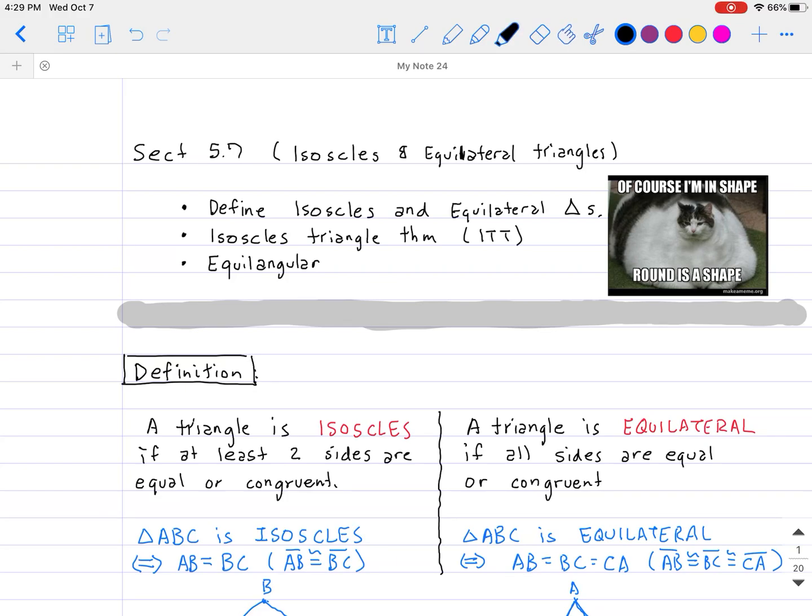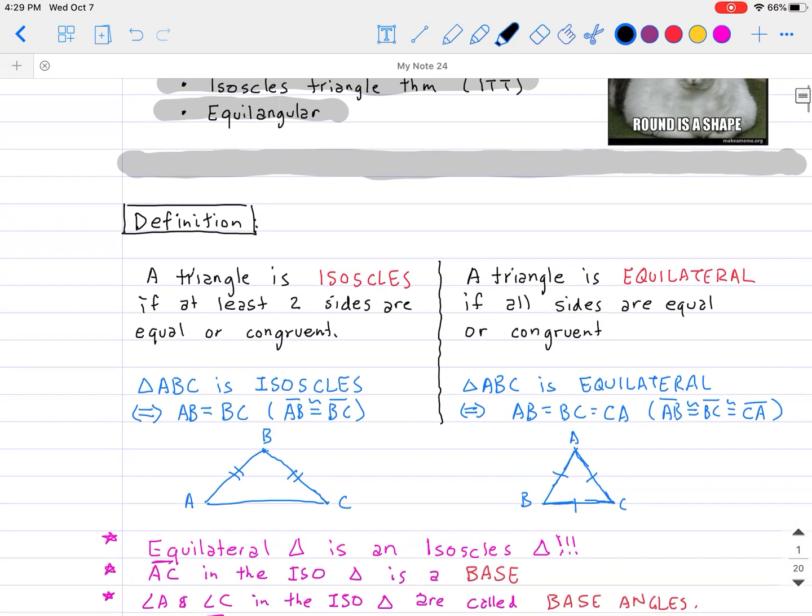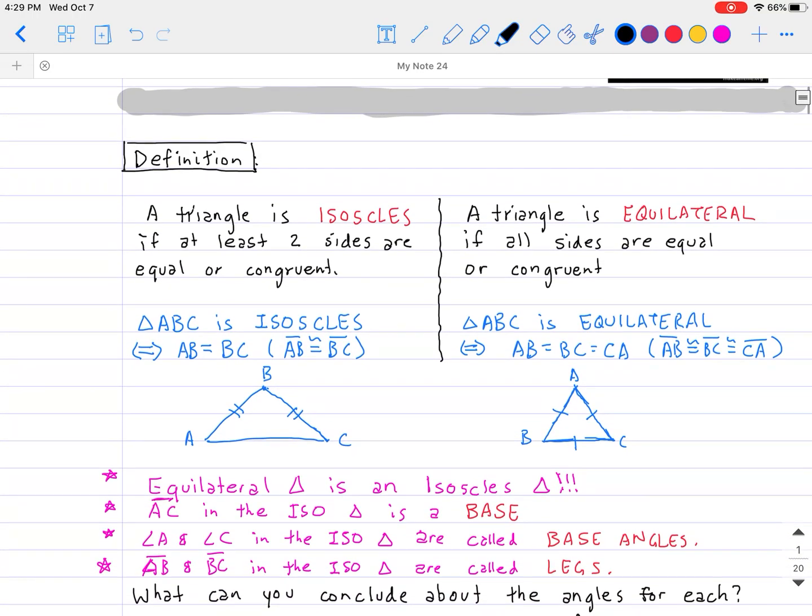The first thing we're going to do is define those two terms: what is an isosceles triangle and what is an equilateral triangle. Then afterwards, we're going to look at some of the theorems that go along with each one of those, more specifically something called the isosceles triangle theorem, and there should be something for an equilateral triangle as well. And finally, we'll go over the last term, which is known as equiangular. All right, let's get started.